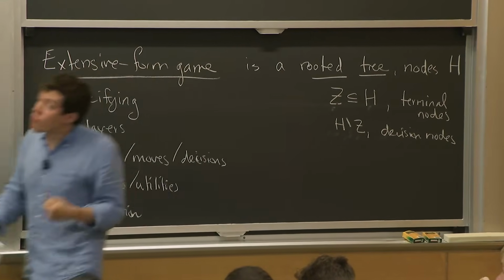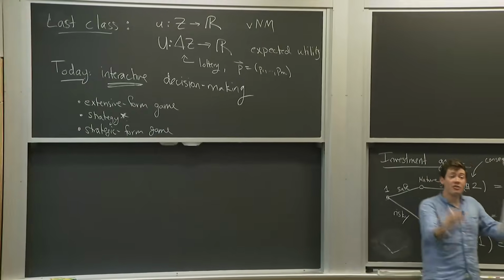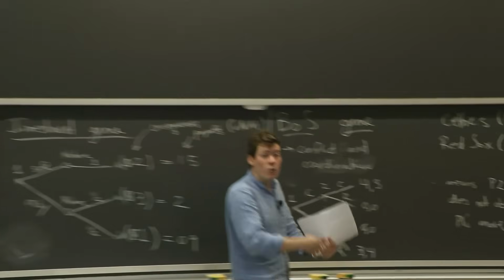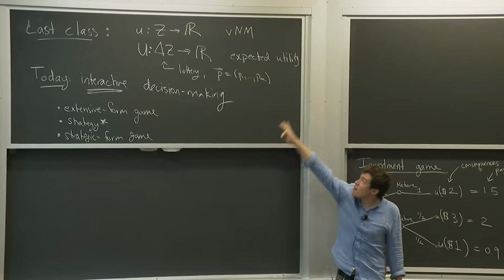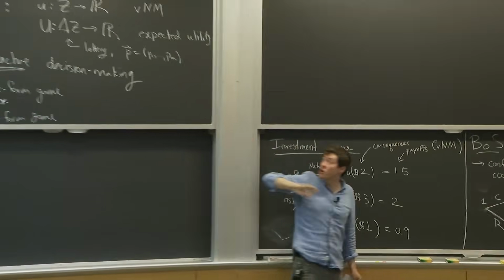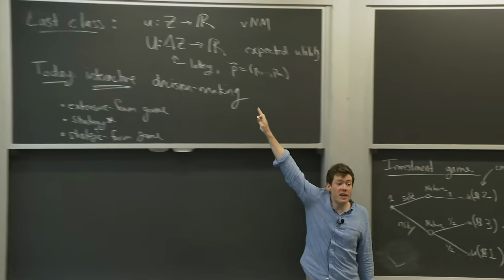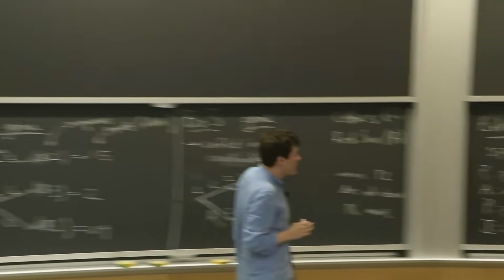It's not a coincidence that we use the term Z for the terminal nodes, because Z is exactly playing the role that Z played last week in our individual game. So at the terminal nodes of our game, we have some consequence, which lives in some set Z, and we have von Neumann-Morgenstern utilities over those consequences. Of course, before, we just had one VNM utility, and now we have one for every player. So we'll talk about that in a second.